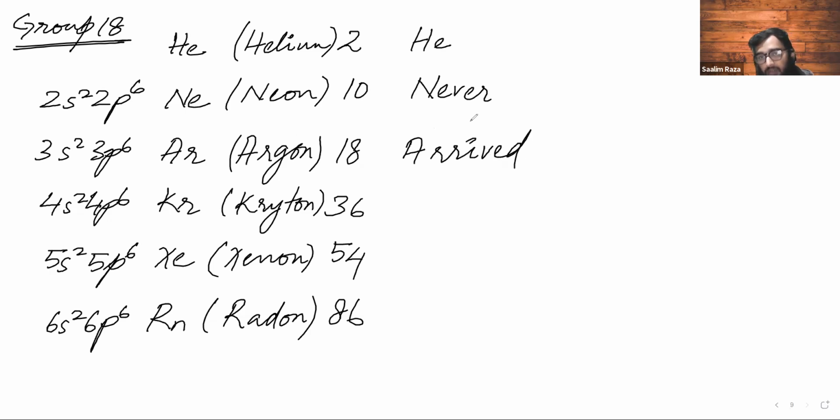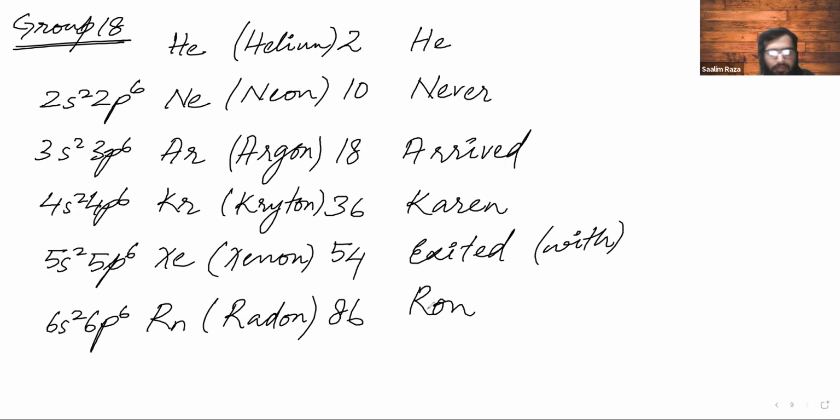So what happened? If he never arrived, something must happen. Karen exited with Ron. He never arrived. So what happened when he did not arrive? Karen exited with Ron. Fine.